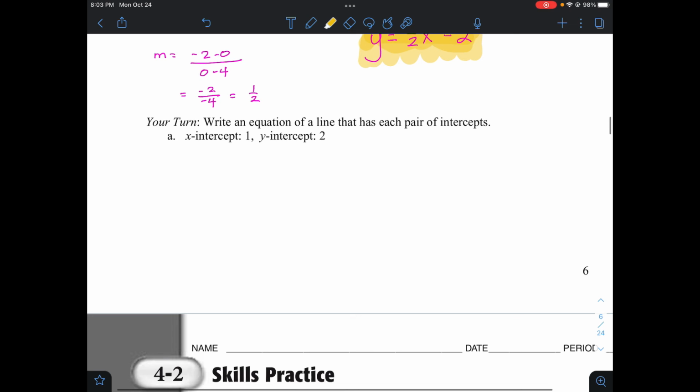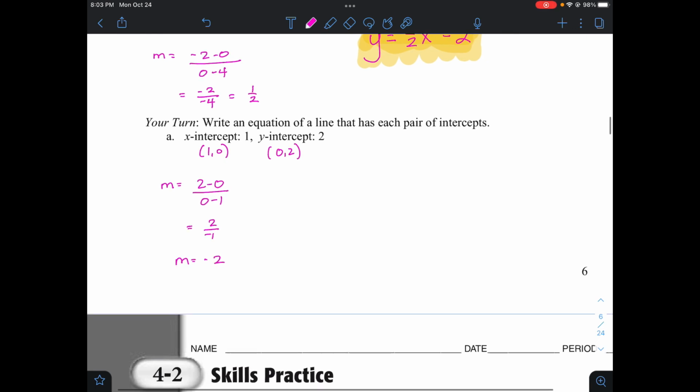All right, one last your turn, guys. Pause the video right now. Check your work when you're done. All right, so hopefully you got y equals negative 2x plus 2.